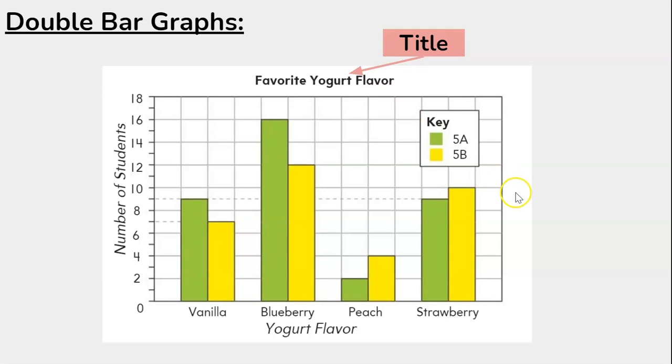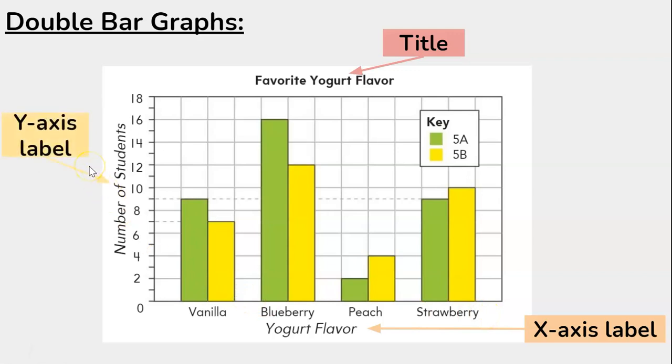Then in our graph, we're going to have an x-axis label. Remember, our x-axis is the horizontal axis of our graph. Along the bottom of your graph, you're going to see the different types of yogurt flavors: vanilla, blueberry, peach, and strawberry. We're also going to have a y-axis label. The y-axis label in this case is showing us the number of students. So when I put these two things together, it'll tell me the number of students that like each yogurt flavor.